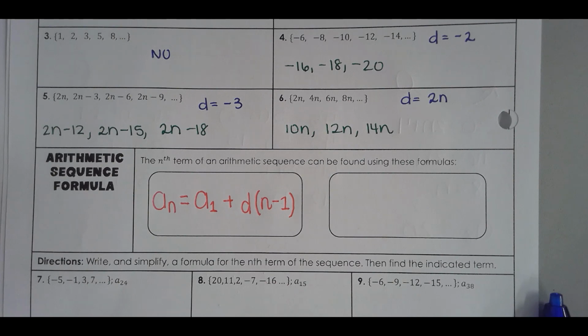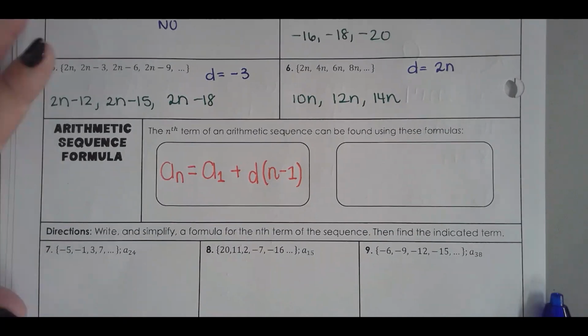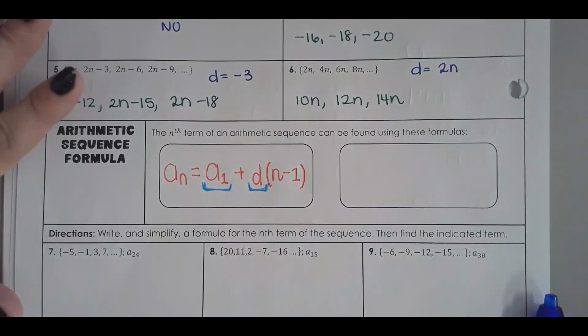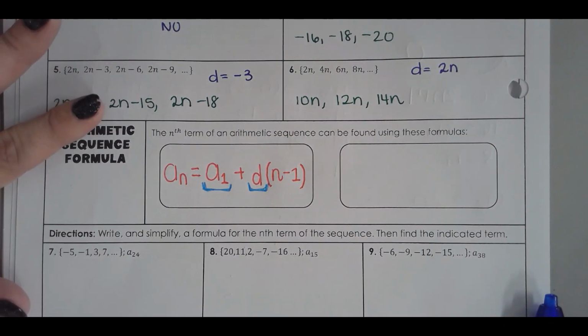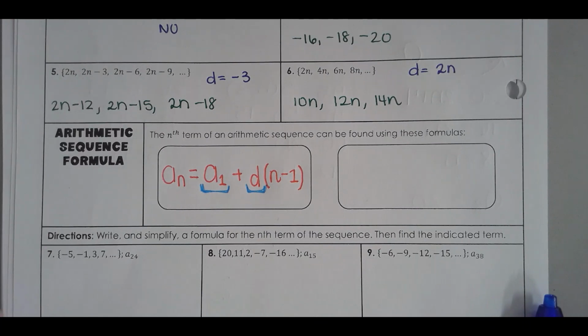We're going to start out by doing number 7. And in number 7, we're going to fill in for here and fill in for there. Basically, I have 2 numbers to fill in, and that's going to give you your formula. And then we will use it.